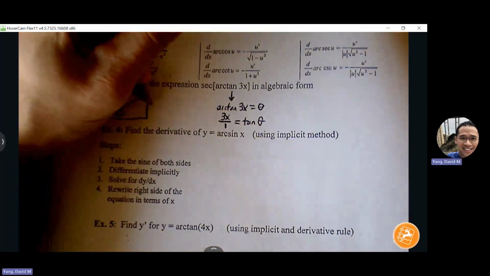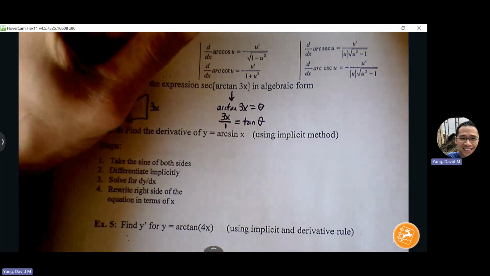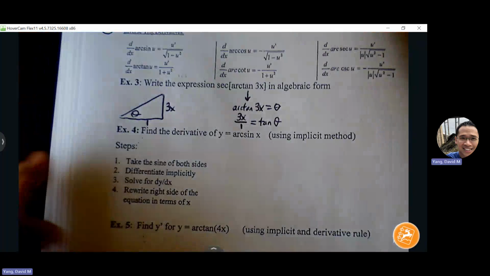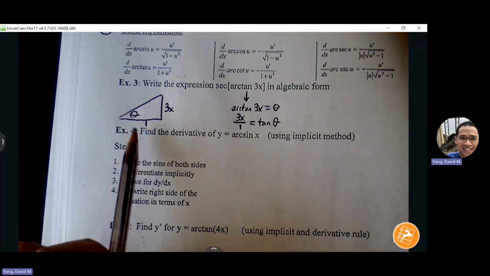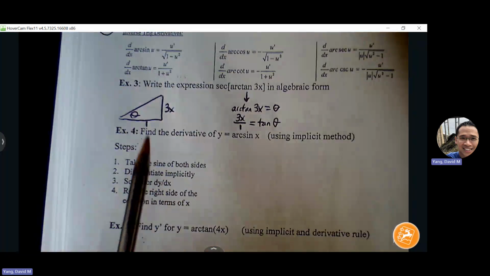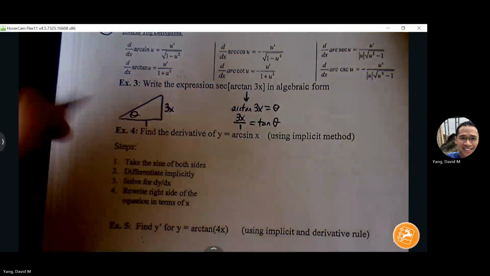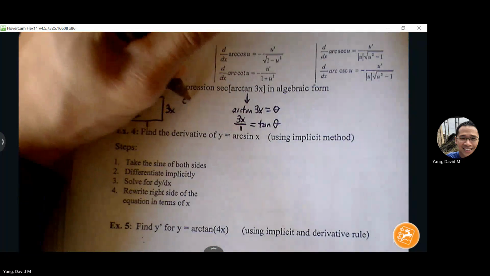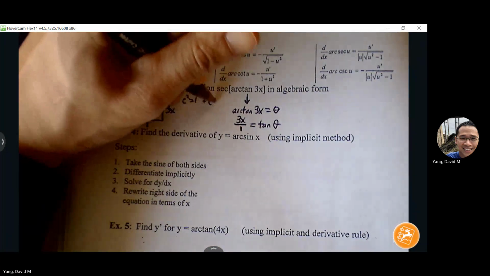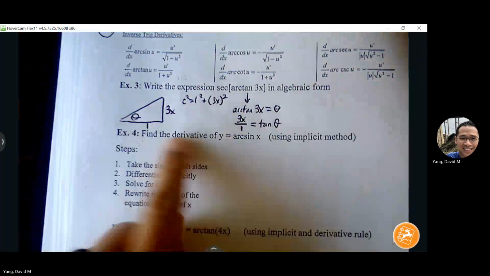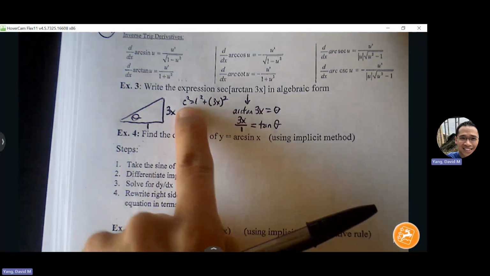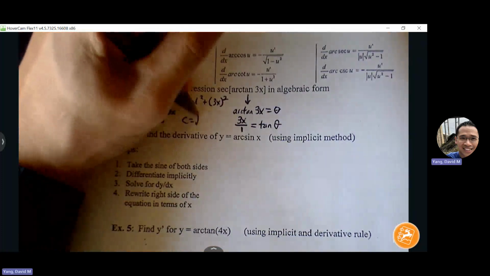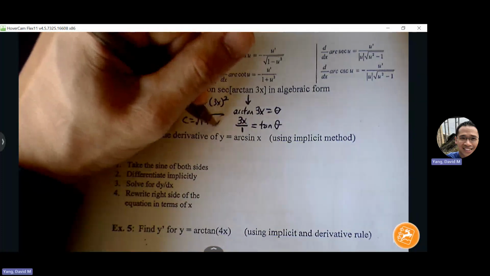Yeah, 3x is opposite, and 1 is adjacent. And then what can we do to figure out that hypotenuse? Yep, a squared plus b squared equals c squared. I want to solve for c. So c squared equals 1 plus 9x squared. If I take the square root to solve for c, c is equal to the square root of 1 plus 9x squared.